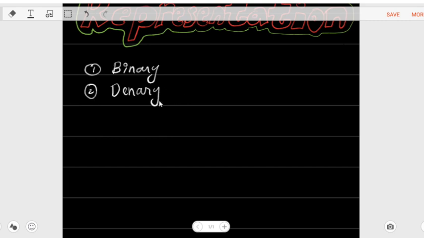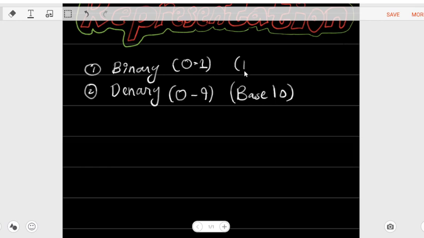Denary is the one that we use in our daily life. That basically includes numbers from 0 till 9. That's the denary number system. It is a base 10 number system, because it has 10 different options to pick the number from, 0 till 9. Those are 10 numbers, so it is a base 10 number system. Binary just has 0 and 1, so binary is a base 2 number system.